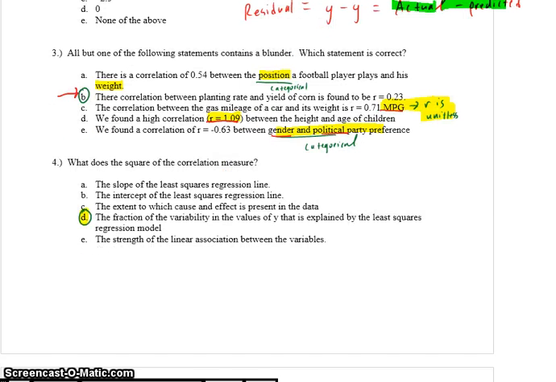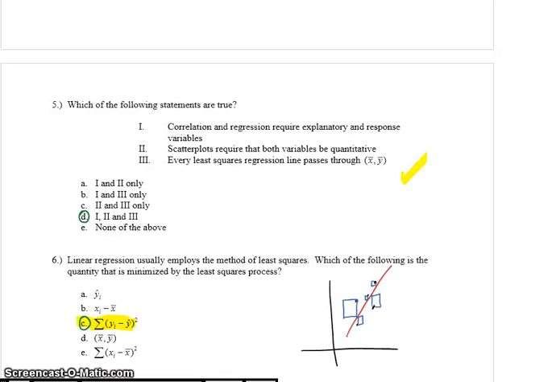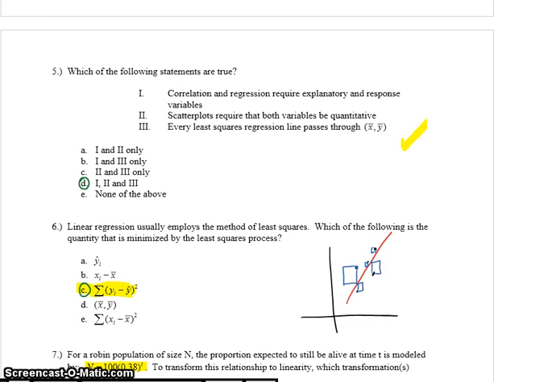Okay, number 4, what is the square of the correlation? That's R squared, and that's called the coefficient of determination. Well, that measures what D says. Okay, and that's sort of our canned interpretation of the coefficient of determination. It's the fraction or the percentage of variability in the values of y that are explained by the model. Okay, number 5, which of the following statements are true? If you look at all these statements, they're all true.